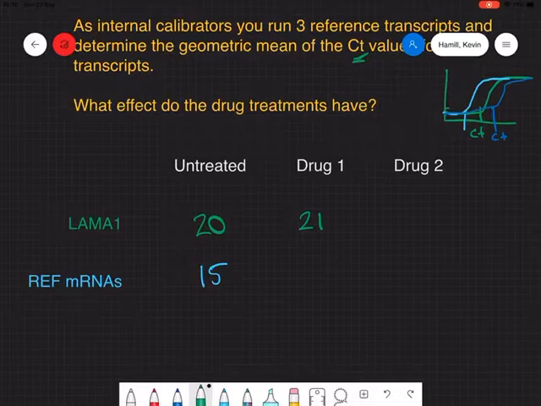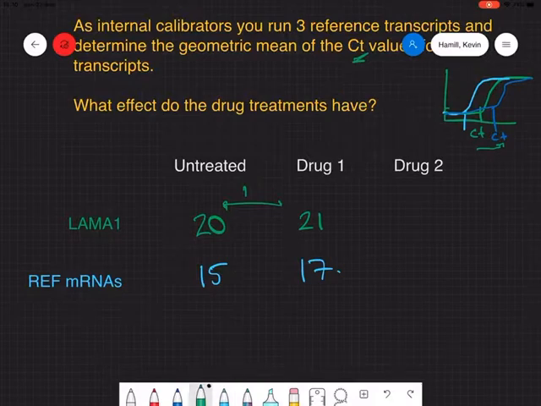Now, obviously, you're looking at these two and you're thinking, okay, there's a 1 cycle difference. That would mean drug number 1 is coming up 1 cycle later, i.e. along this axis, which means that there's less in there. 1 cycle less means that there's actually 2-fold less, because it'd be 2 to the 1. But that's if we haven't taken into account any differences in the reference transcript. So let's say that that's 17 just for now.